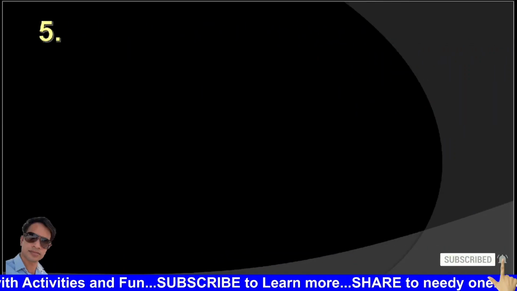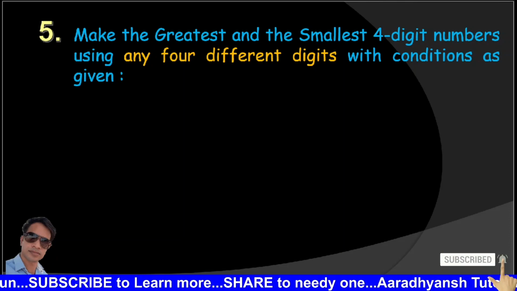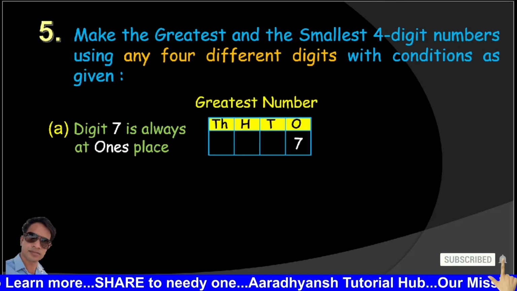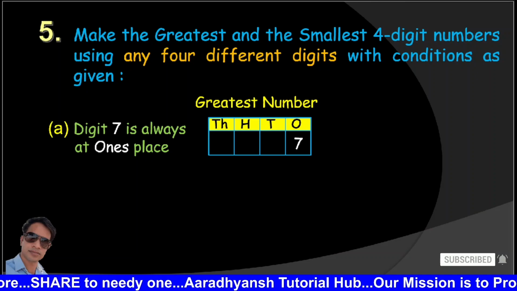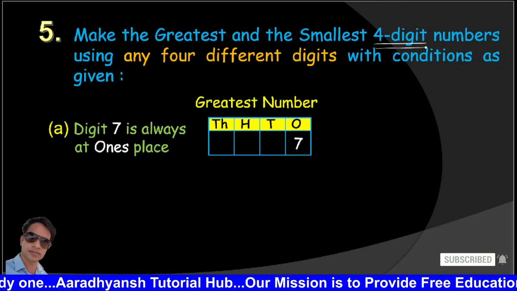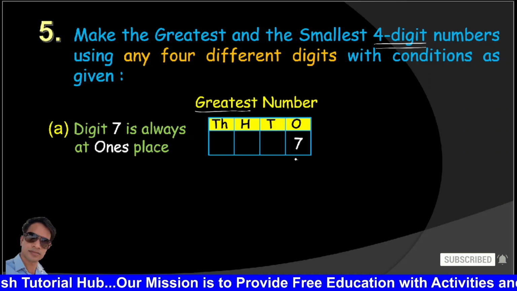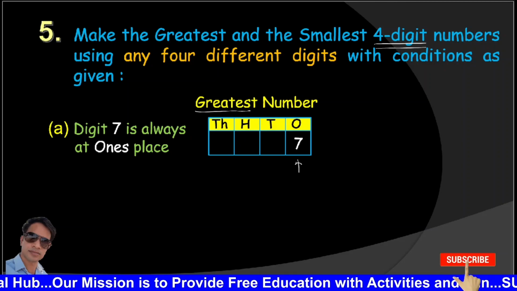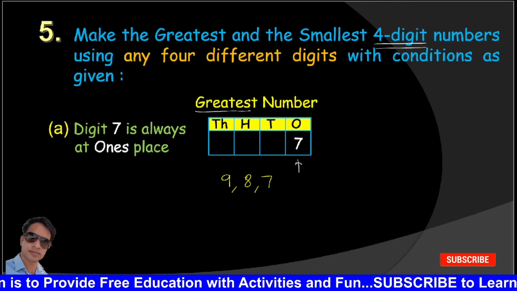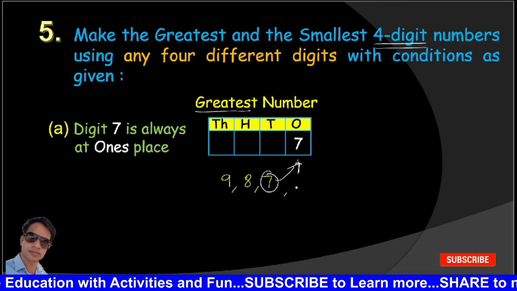Okay, and this is the last case, fifth case, where you have to make the greatest and the smallest 4-digit numbers using any 4 different digits with conditions as given. Here a few conditions are mentioned. The first question: digit 7 is always at the ones place. You have to create a 4-digit greatest number. Okay, and 7 is already mentioned on the ones place. And what are the greatest digits? There are 9, 8 and 7, but 7 is already used on the ones place, so go for the next digit, that is 6.